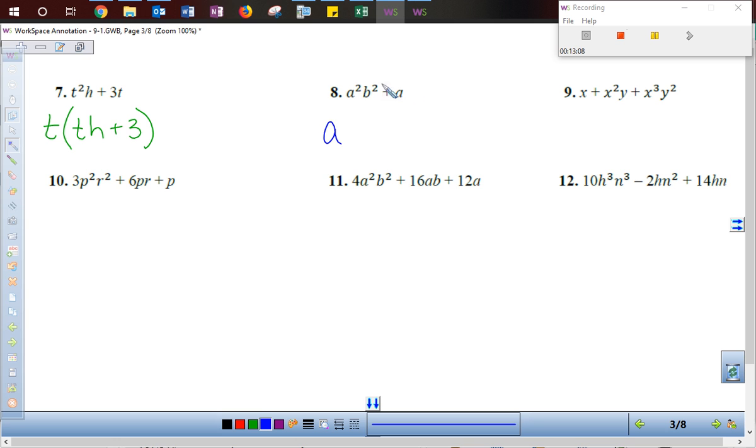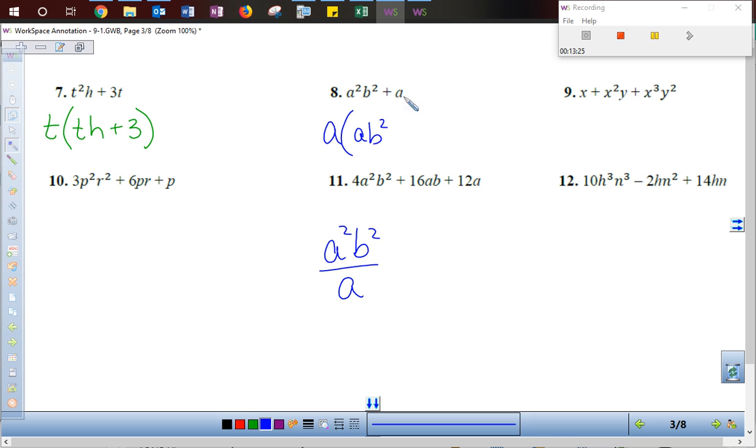The smallest exponent of a is 1, so I'm only going to take out an a to the first. Let's see what I have left. If I take a squared b squared and divide that by a, I can subtract the exponents there, and I'm left with a to the first, and then the b squared can come along for a ride.